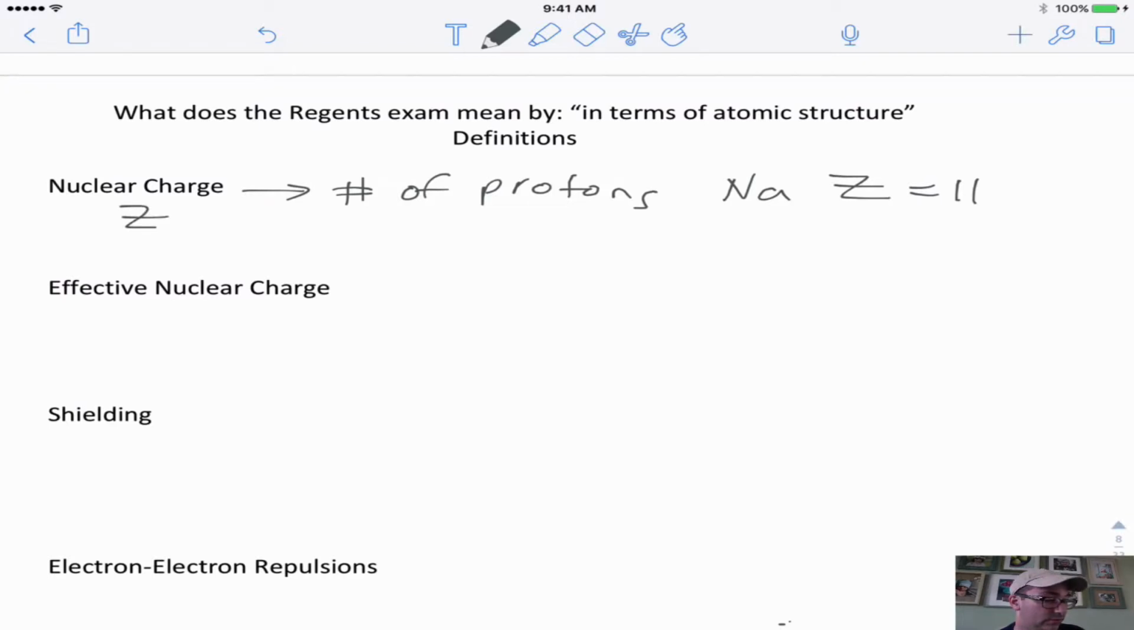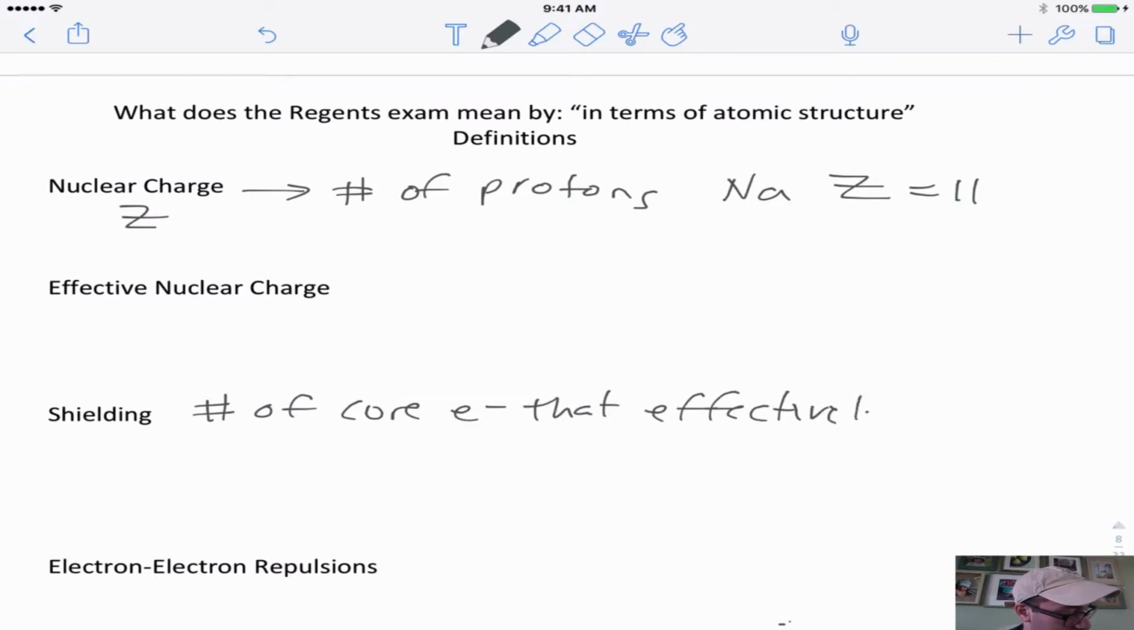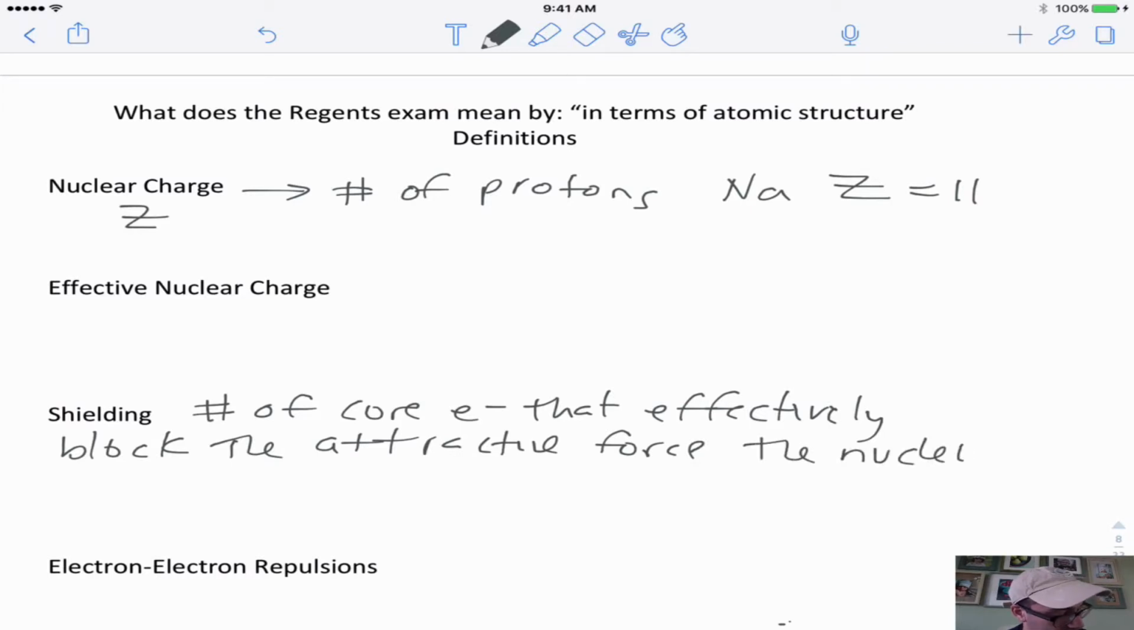Now, before I do effective nuclear charge, I want to talk to you about shielding, because we're going to mention shielding in effective nuclear charge. So shielding is the number of core electrons that effectively block the attractive force the nucleus has on an atom's electrons.